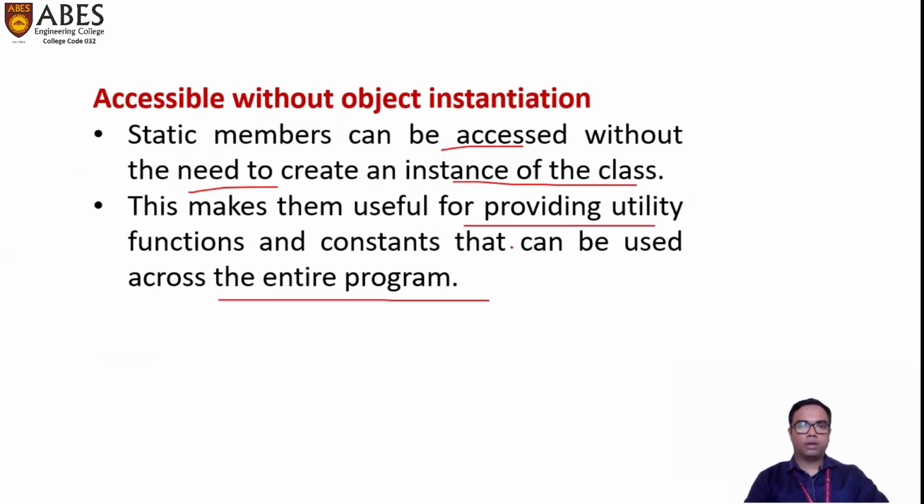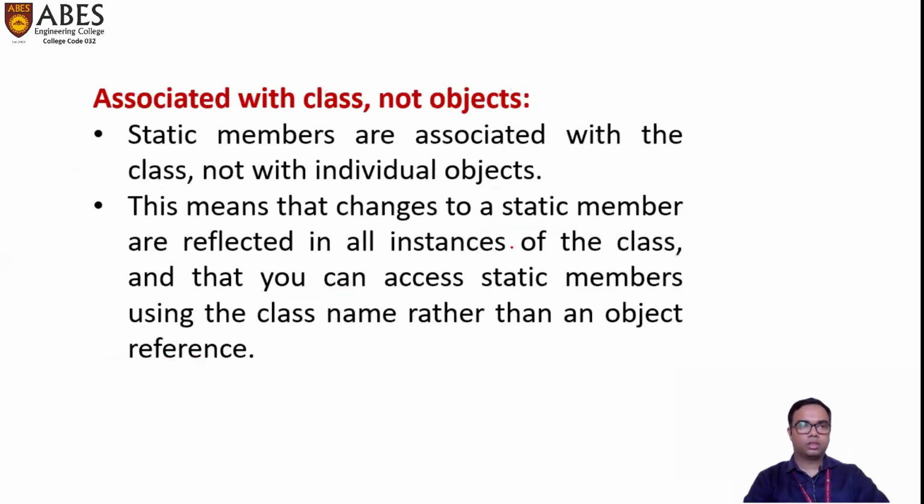We can also do this. The ID we have declared, we can directly print it without creating the object. You can associate it with the class, not objects. Static members are associated with the class, not the individual object. We have already seen in the example that when we declared the ID, it is associated with the class, because when we create a new object, the last value that was changed is reflected in the next object. So this is also a class variable.